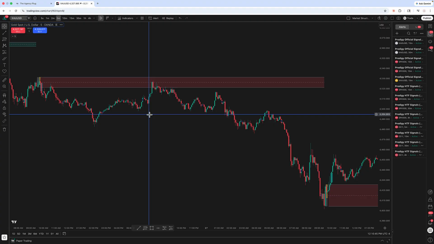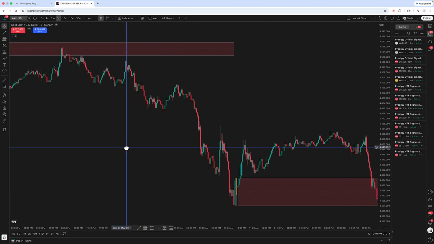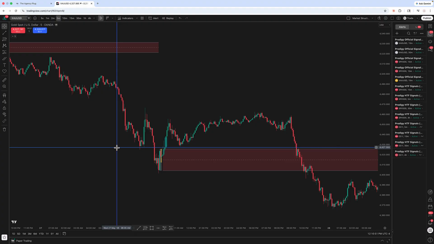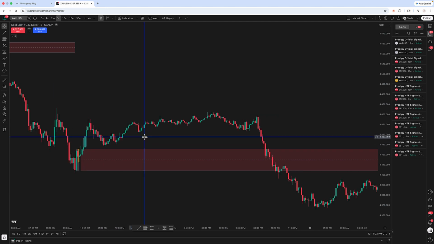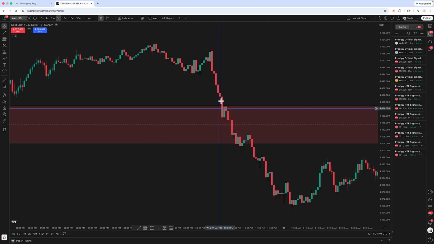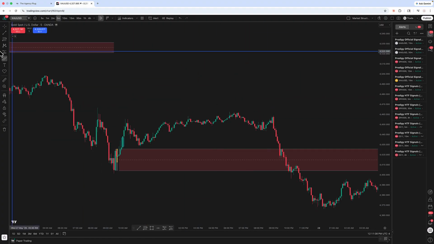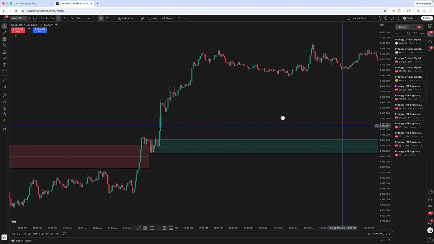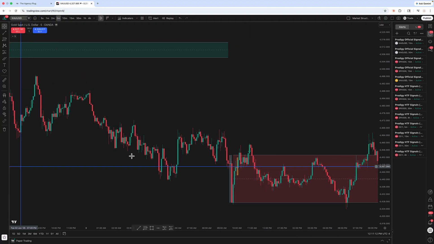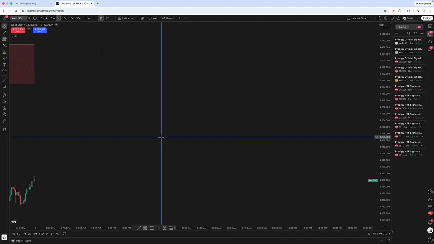So what we're going to do first, before I go over these boxes that this particular indicator creates, I want to go over understanding higher highs, higher lows, lower highs, lower lows. So let's go over that first. I'm going to make this super, super simple. Let me move all this to the side so you can see it better.